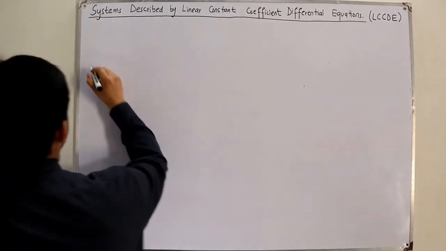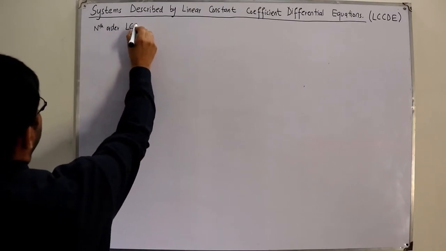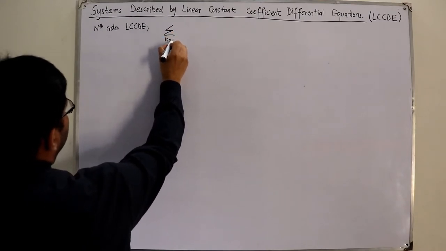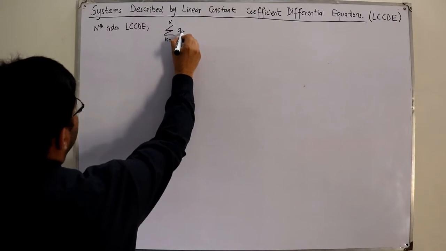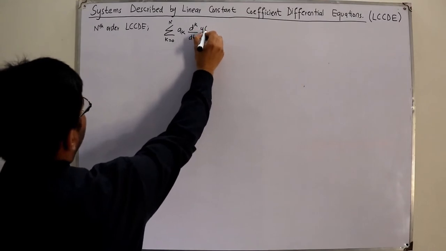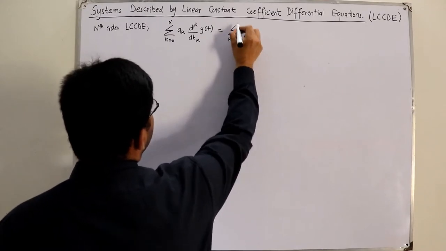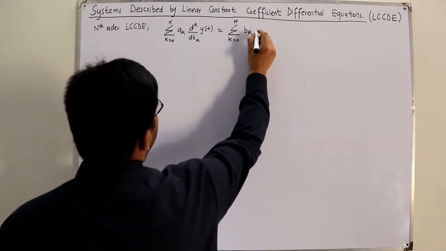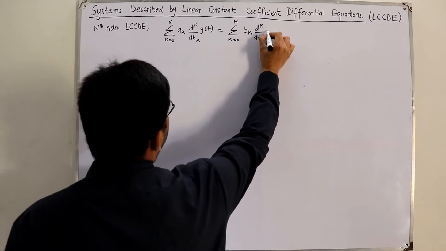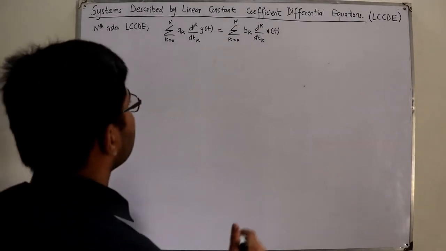You know that any nth order differential equation is written like this. You have a summation, k running from 0 to n, you have a_k, and you have the kth derivative of y of t, and on the other side you have again a summation, now b_k is another constant, and you have the kth derivative of x of t, and isn't it like this? It is. And let me name it equation number one.